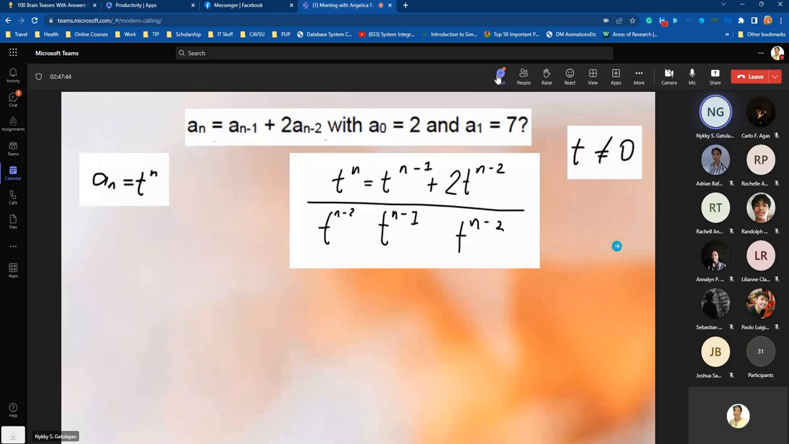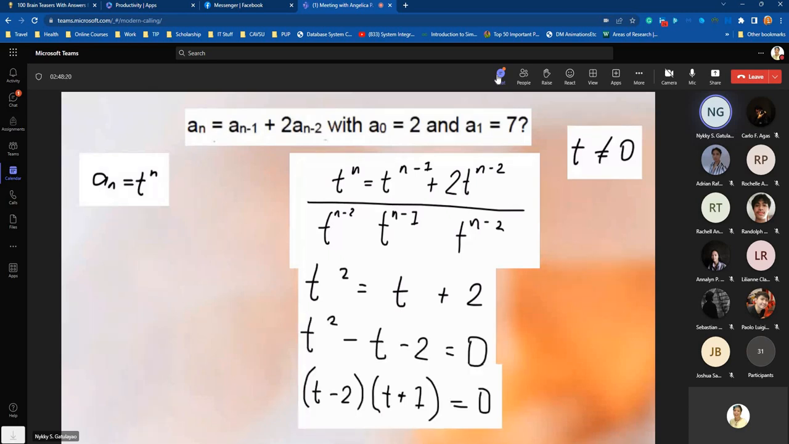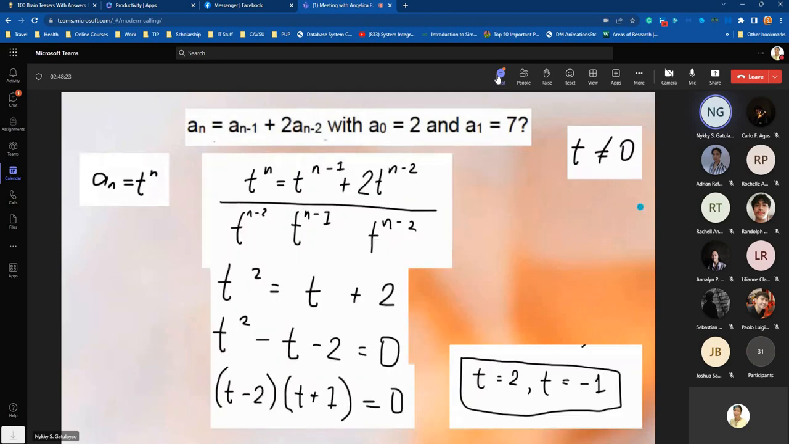So, dividing by r^{n-2}, we get two powers left over. r^{n-1} over r^{n-2} would be r to the first, and r^{n-2} over r^{n-2} would be 1, so the last term is 2. You can see we have a quadratic to solve. This means we have r^2 - r - 2 = 0, which means (r - 2)(r + 1) = 0.